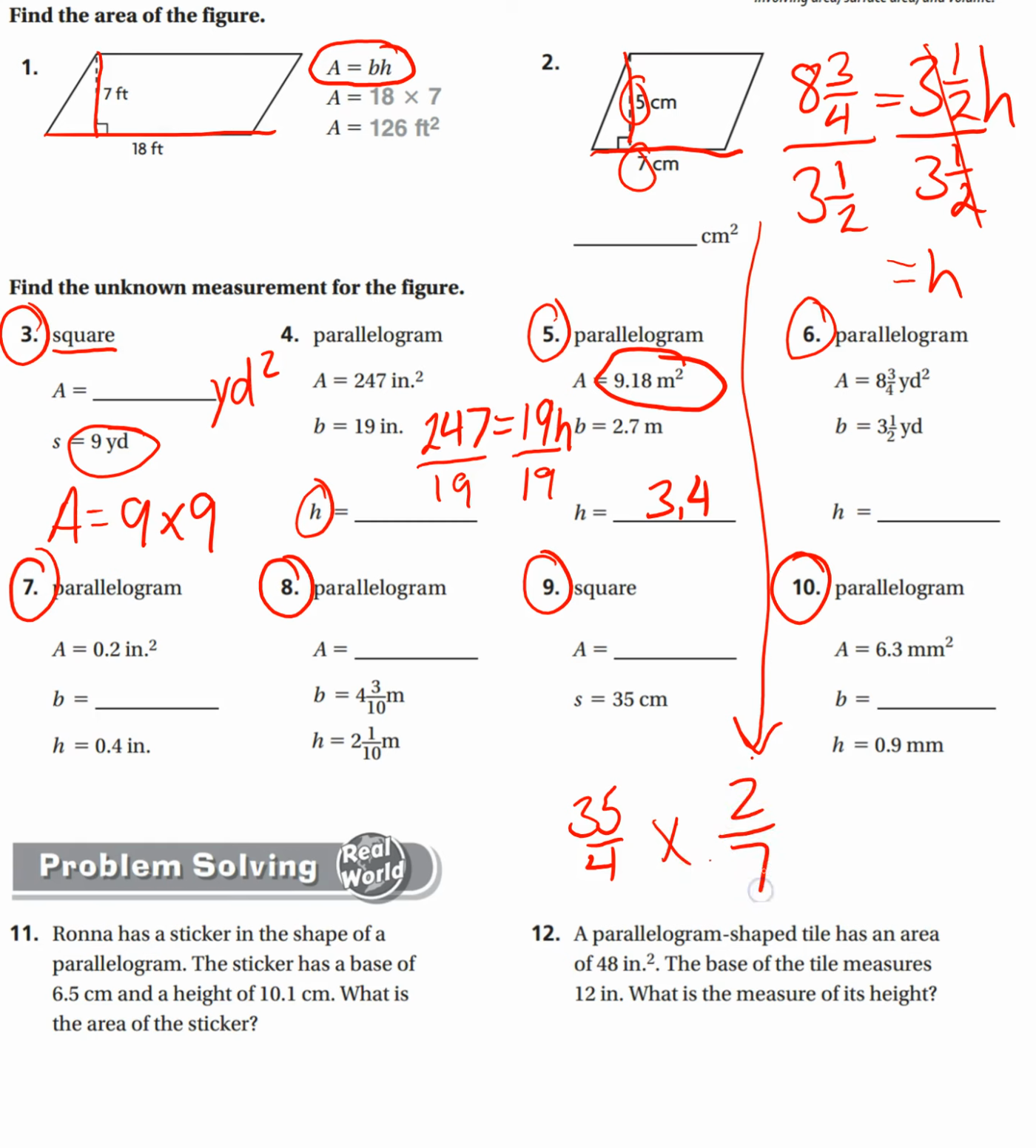Flip the last one. Now I can cross simplify. 2 goes into 2 one time, 2 goes into 4 2 times. Excuse me. 7 goes into 7 one time, 7 goes into 35 5 times. Now when I multiply, 5 times 1 is 5, 2 times 1 is 2. That's an improper fraction. 2 goes into 5 2 whole times with 1 left over, so it's going to be 2 1/2.